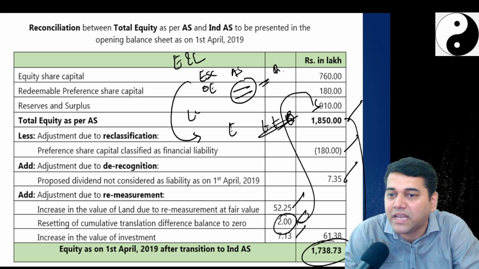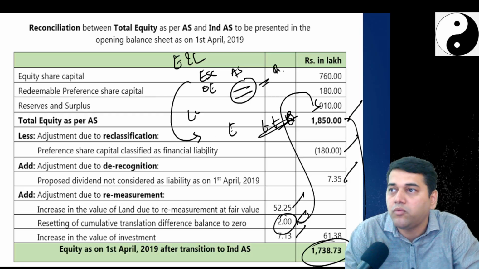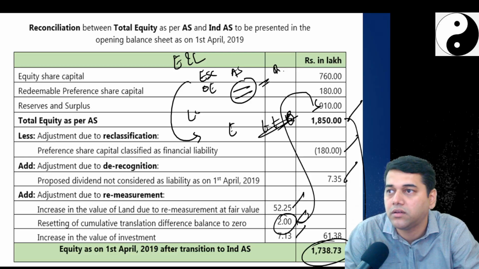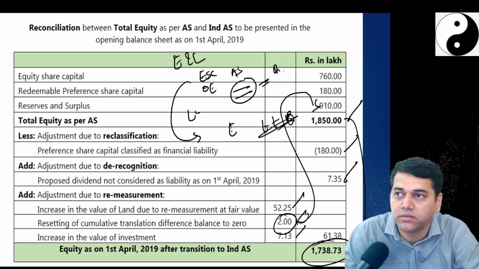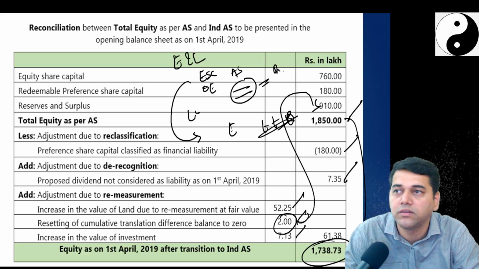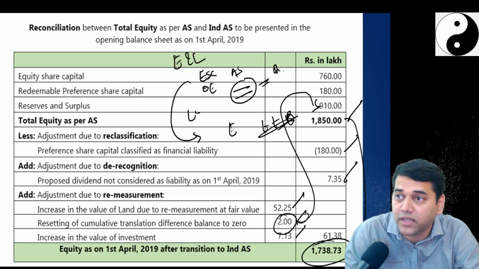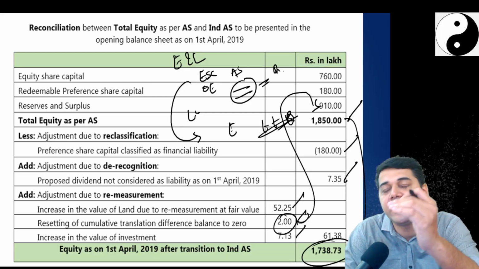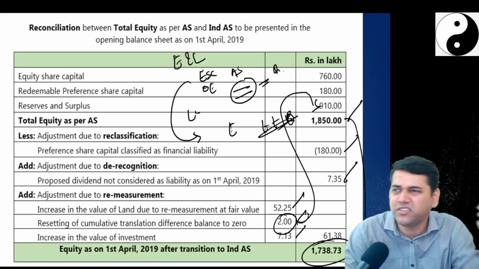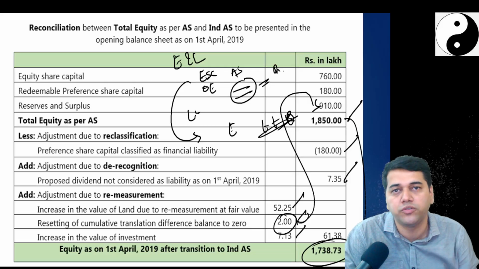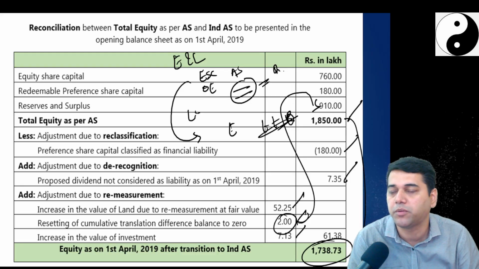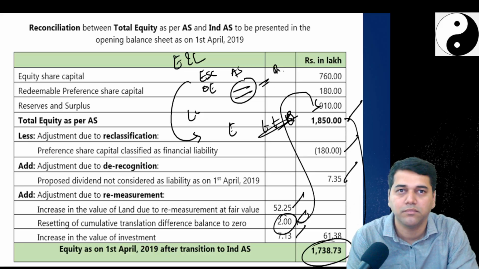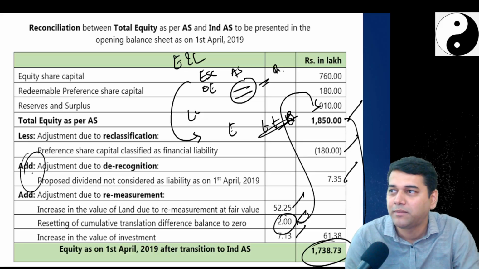Proposed dividend was a liability portion. What accounting entry must you have passed? Proposed dividend, for recognizing in the accounting standard, you must have passed one accounting entry: retained earnings account debit, because it is post P&L, to proposed dividend. Now you don't need that proposed dividend. So what entry will you pass? You will reverse it. By reversing, you will add it. Are you clear? Perfect, students.